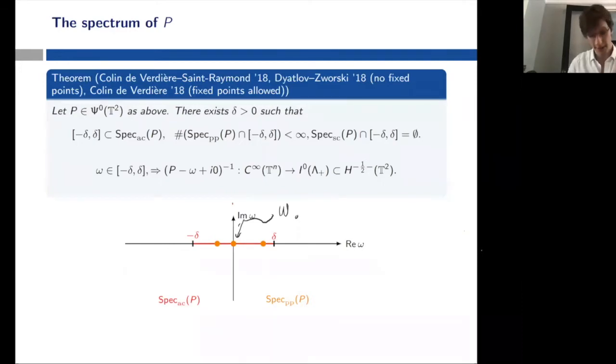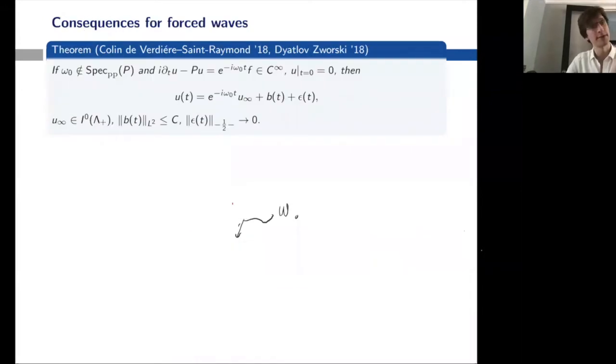Okay, and so now you want to ask, what does this say about the actual dynamic? So remember you have this problem that you want to solve here. You want to understand what happens with that problem. And again, this is a theorem due to Colin de Verdiere, Saint-Raymond, and Dyatlov, Zworski. And so what they ask is, okay, suppose you don't have omega 0 in the pure point spectrum. So this is not an eigenvalue of your problem. And you try to solve this forcing problem. Okay, and so what happens to you?